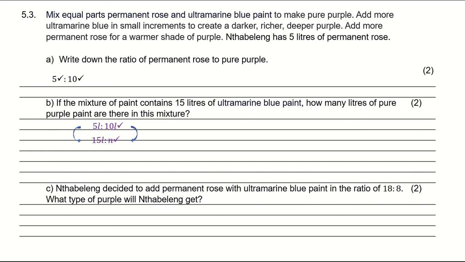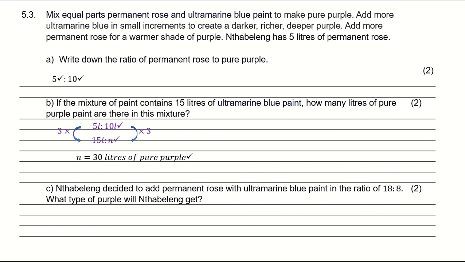You will notice that we multiplied 5 by 3 to get 15 liters. So I'm going to apply that in the second part of the ratio. I'm going to take 10 liters and multiply them by 3. It should give me the value of n, and n will give me 30 liters of pure purple.